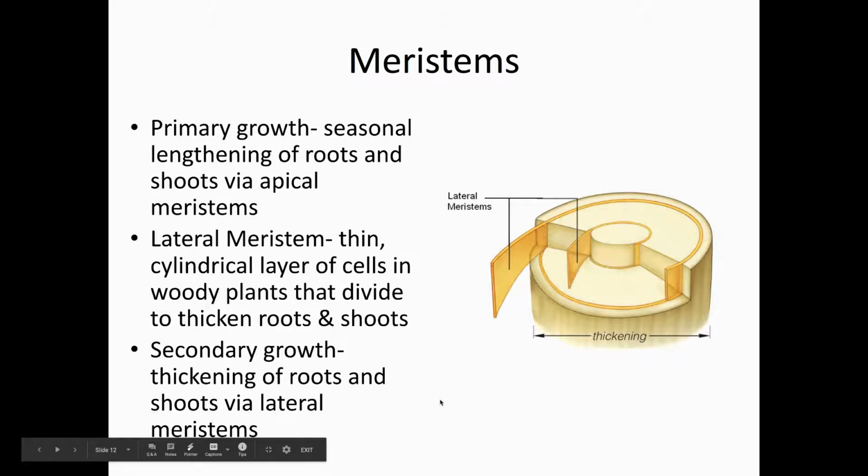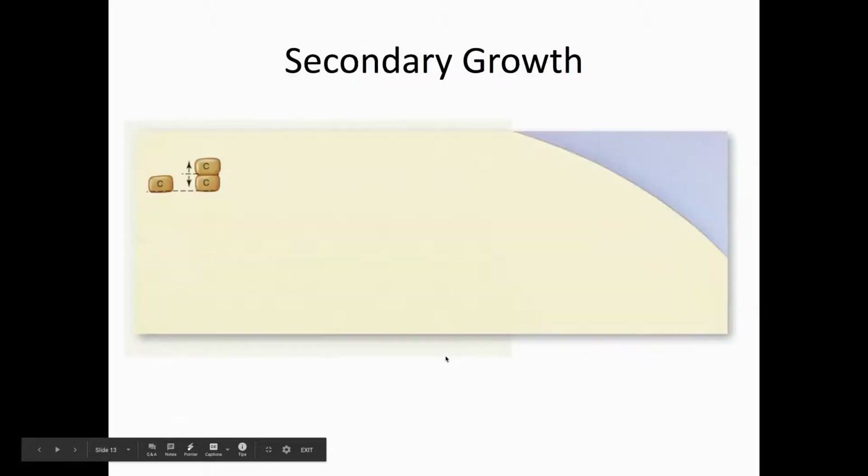All right, primary growth is the seasonal lengthening of shoots and roots via apical meristems. So this is how plants grow first. But if they just had primary growth, they'd be real long and skinny and weedy, and they'd blow over. So there's also secondary growth, a thickening of the roots and the shoots. This thickening is caused by a band of stem cells called the lateral meristem. This is a thin cylindrical layer of cells in woody plants that divide to thicken the roots and shoots.